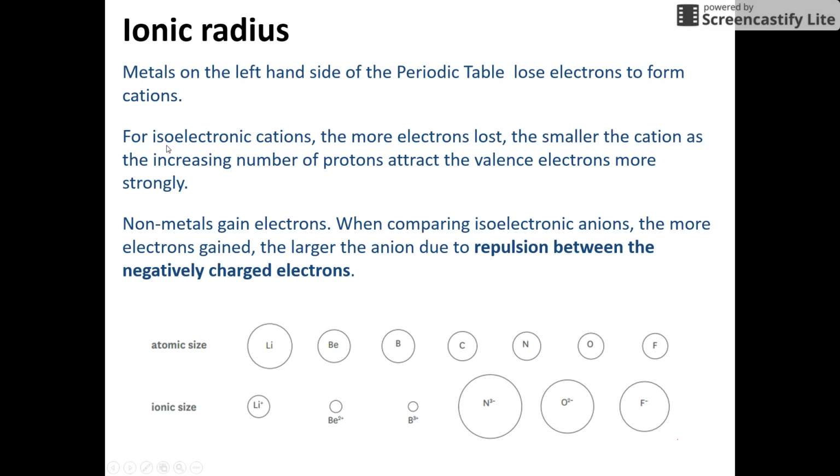So I hope you've understood all those points of the changes in the ionic size compared to the atom and the changes within the isoelectronic series.